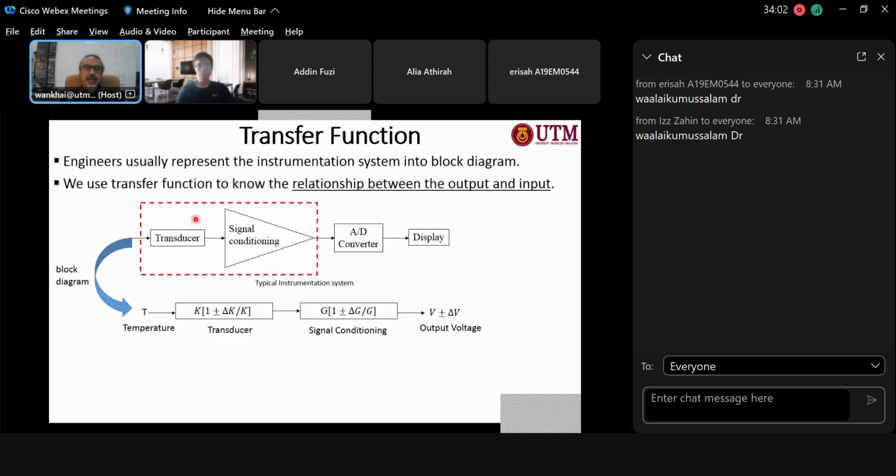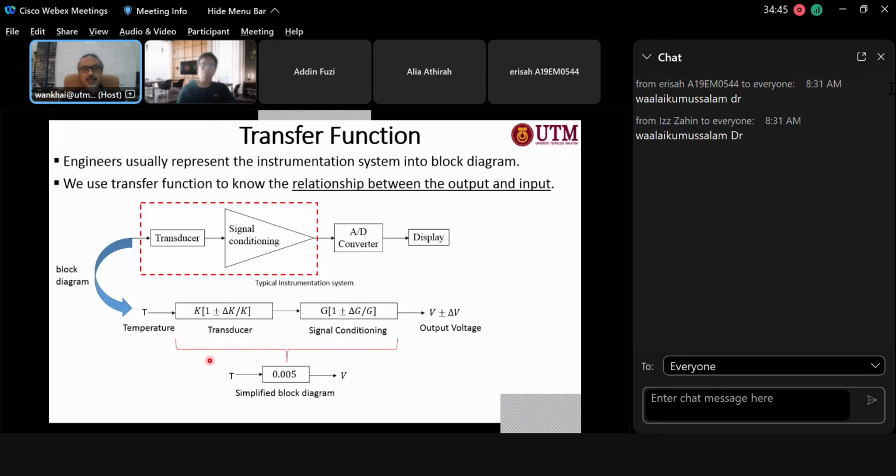And for that, we transform this block diagram into another block diagram, which actually contains what we call the transfer function. With this function, we can estimate what the output is from, say, the transducer here. If the temperature here is 20 degrees, what is the output of the transducer? Probably 2 volt, 3 volt, whatever. It depends on the transfer function and also on the signal conditioning and the output voltage.